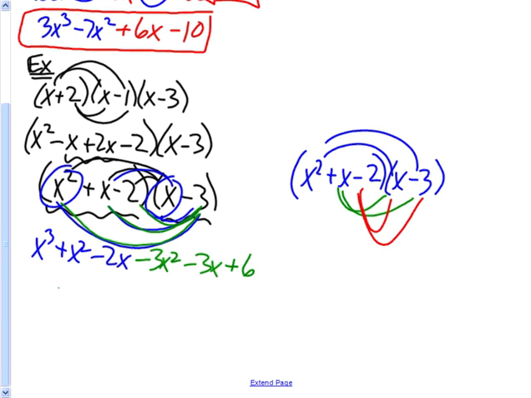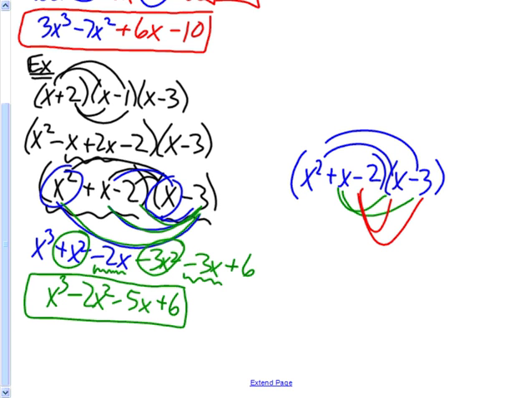Combine any like terms. Well, x cubed is all alone. x squared minus 3x squared, so 1 minus 3, -2x squared. Now I got a minus 2x. I got a minus 3x, so minus 5x. And finally that plus 6. Doesn't look like there's any other constants there. Okay, and you might try that other way if you would like. And of course you should end up with x cubed minus 2x squared minus 5x plus 6.